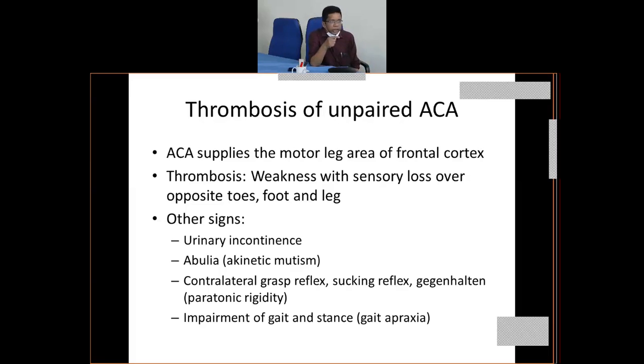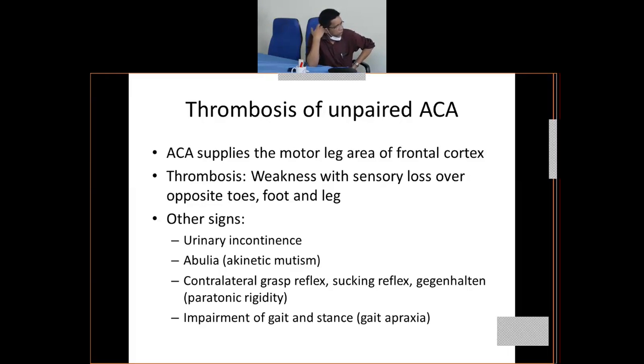If the patient has two anterior cerebral arteries, right and left, and there is infarction of either one, the patient will have weakness of the opposite lower limb. Thrombosis of both anterior cerebral arteries is very unlikely if the patient has two arteries. But if both arteries arise from one common stem, there is a possibility of thrombosis of the unpaired anterior cerebral artery, which may cause paraplegia.